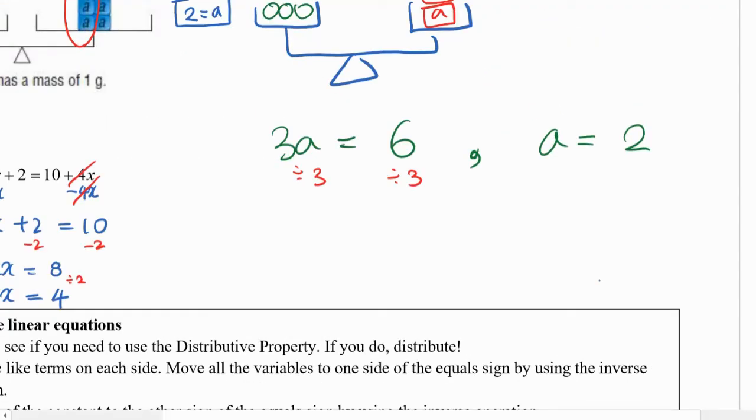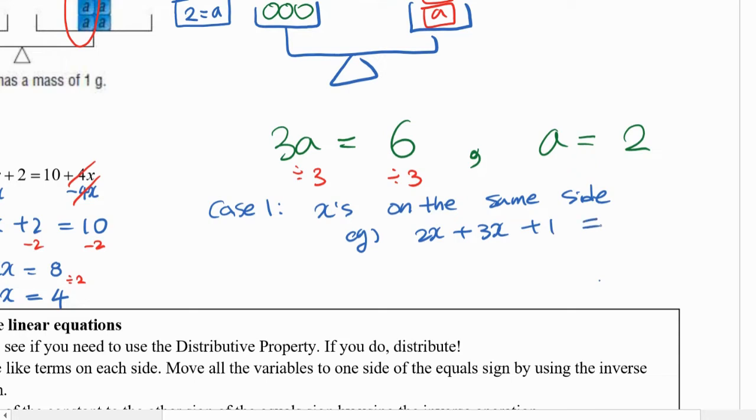So we learned 2 cases. Case number 1: x is on the same side. For example, 2x plus 3x plus 1 equals 6. In this case, you're having x's on the same balance scale, so you don't have to get rid of any x's, because our final goal is to isolate x on the same side. So 2x, 3x, you're just adding them up.